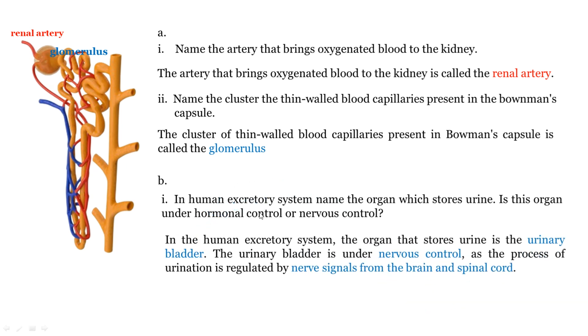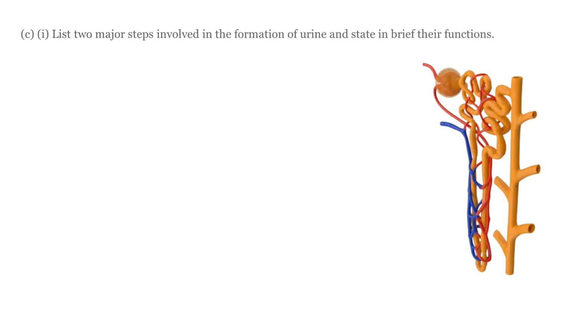The answer which is to be written is in this form. In the human excretory system, the organ that stores urine is the urinary bladder. It is a muscular bag, and this urinary bladder is under nervous control, as the process of urination is regulated by nerve signals from both the brain and spinal cord. Coming on to the next question.